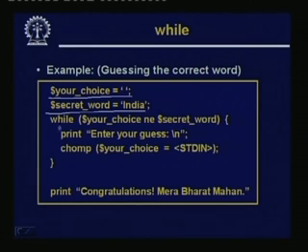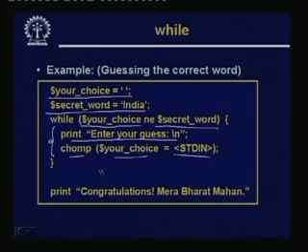There is a while statement, while your choice not equal to secret word. For the first time it will obviously not be equal, because one is null, other is India. Then print enter your guess, chomp your choice, standard in. So, you are reading the choice from the standard input, and you are continuously comparing in the while loop if it is equal or not equal to the secret word. Now, as soon as this while loop condition is false, they are equal, it will come out and you will be printing a message, congratulations Mera Bharat Mahan. Okay? Fine.